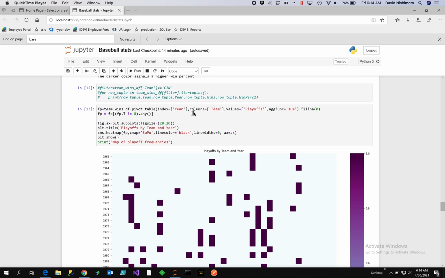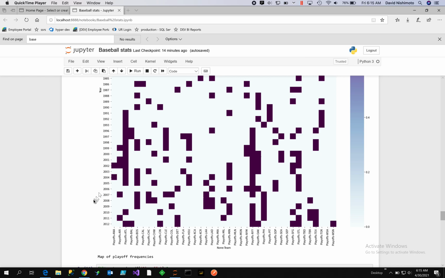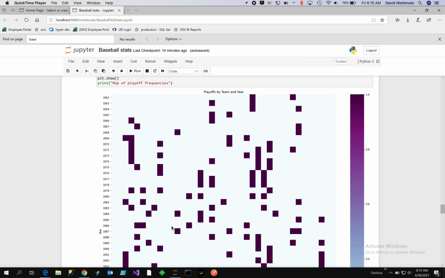Okay, now we do the same thing. We'll take the year, the team, the playoffs, and then we'll fill the NAs with 0. And again, we're looking to get rid of all those null values. So the playoffs per year. So these show what year these teams made the playoffs. So you can see that every team doesn't make the playoffs every year.